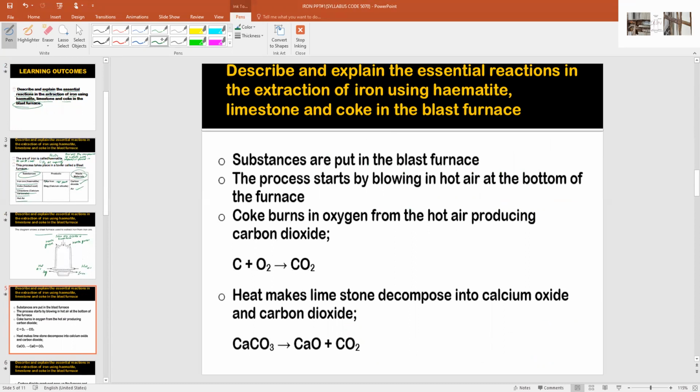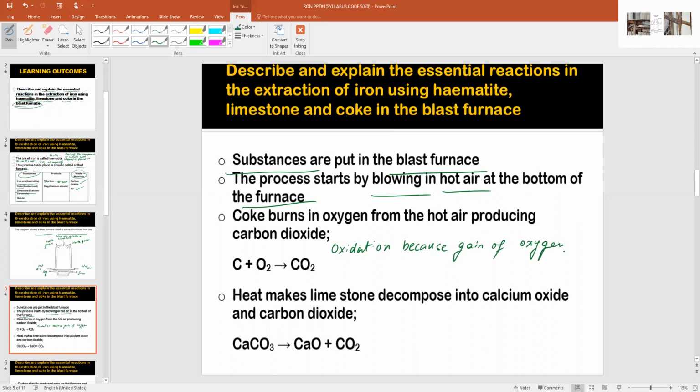Let's talk about the process from the beginning. Substances are put in the blast furnace. The process starts by blowing in hot air at the bottom of the furnace. Coke burns in oxygen from the hot air, producing carbon dioxide. It's an oxidation reaction because there's a gain of oxygen.